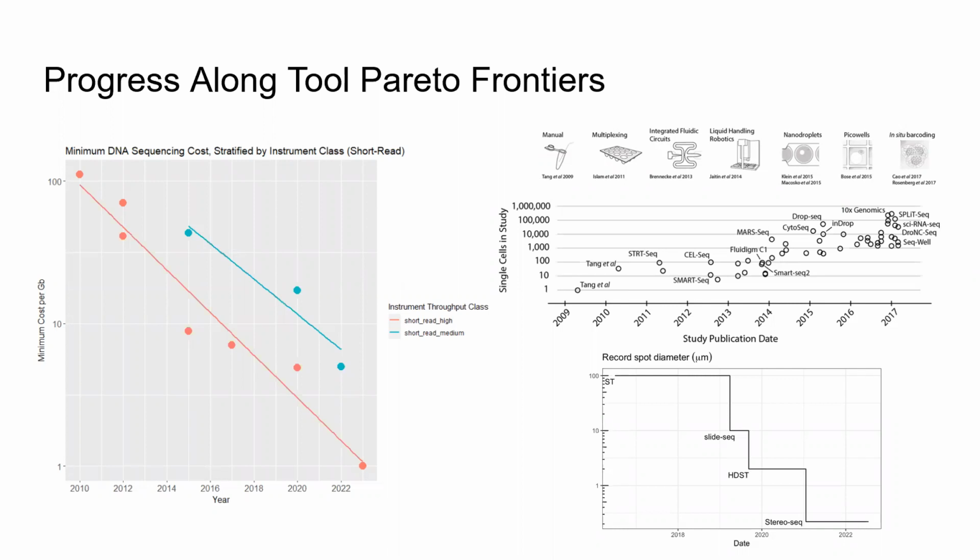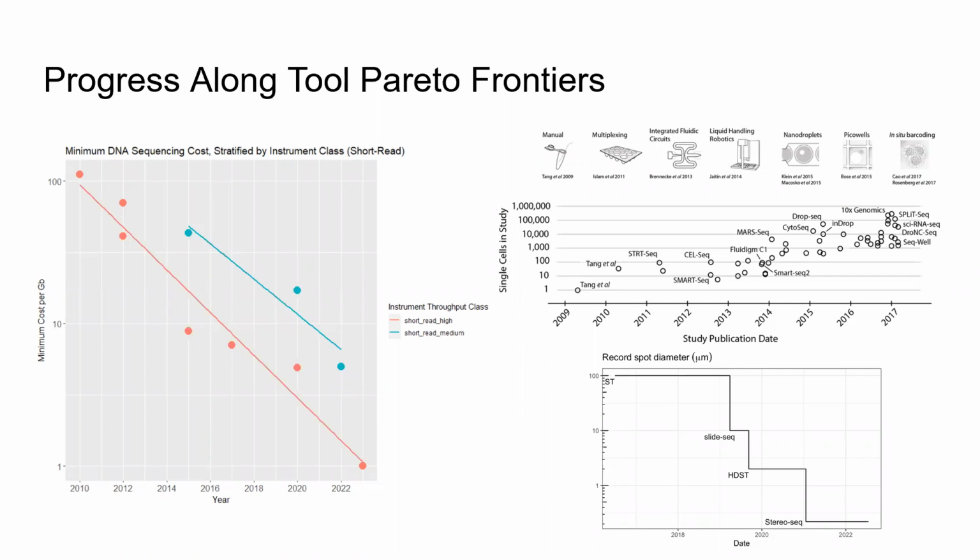On the top right, you have single cell experimental throughput. These are methods for prepping single cells to be assayed. And similarly, you see an exponential increase in throughput. And in the bottom right, you have the resolution of spatial transcriptomic methods.